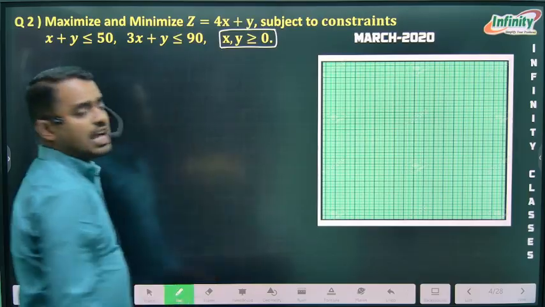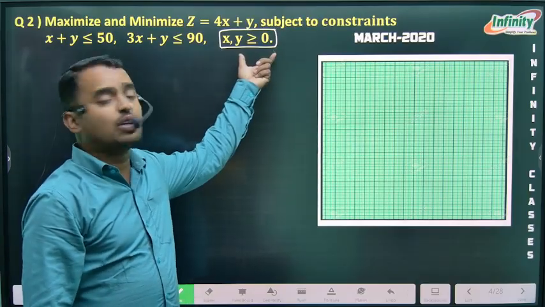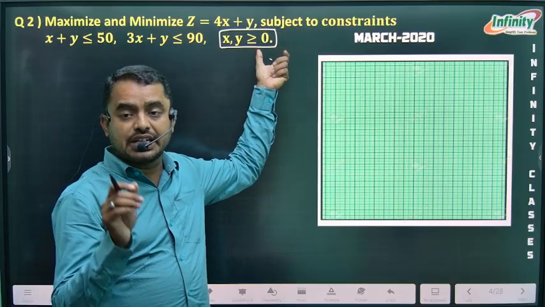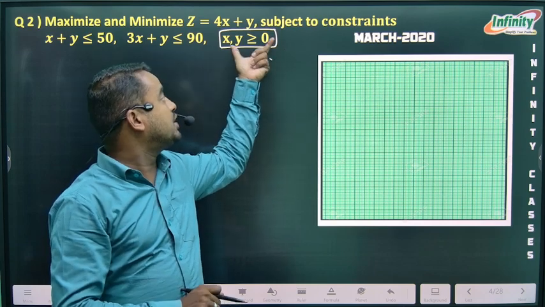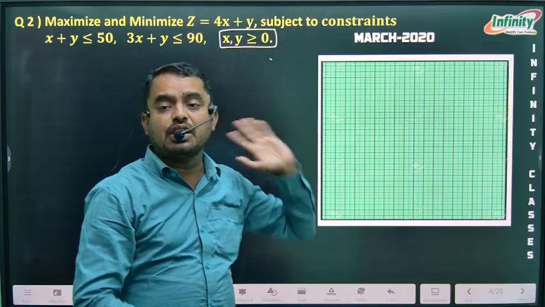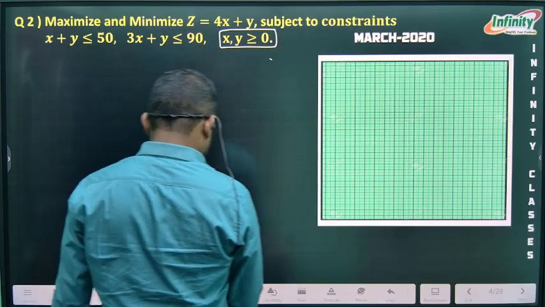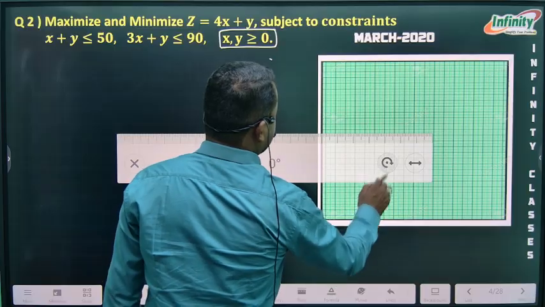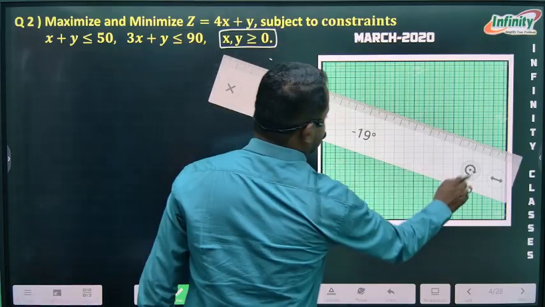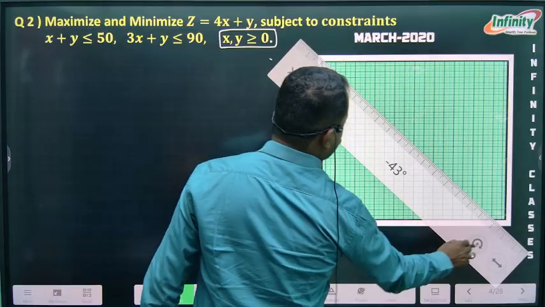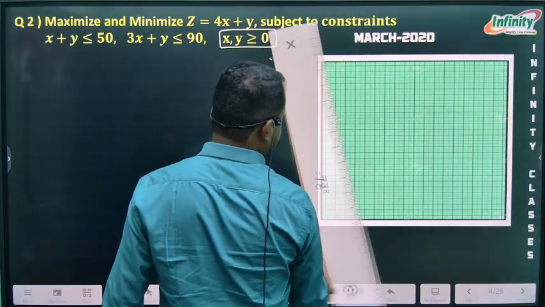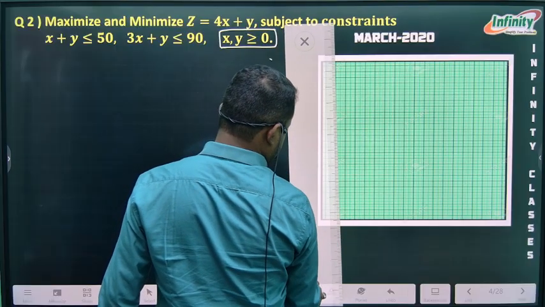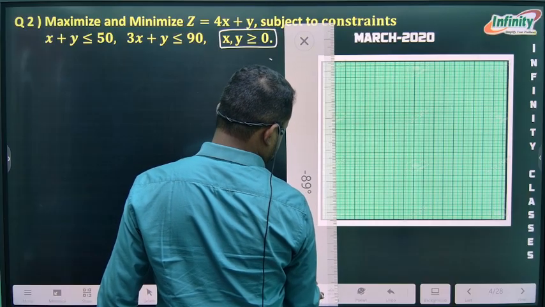It means our graph lies in the first quadrant, and it is also called the non-negative constraint. So first, I will draw the y axis and x axis. Now later on we have to find the coordinate tables in the same way as we did in the last problem. First, let us draw the x axis and y axis.